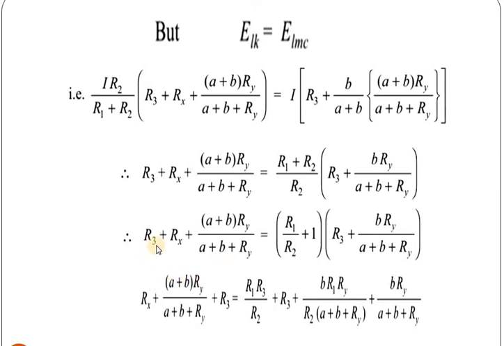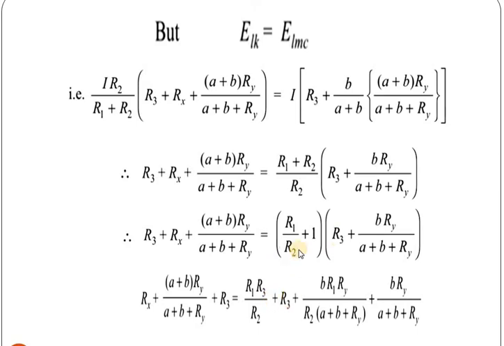So now see that. Here we have Rx plus A plus B Ry by A plus B Ry plus R3. Okay, and next in this term, expand this one. So now we have this term, we expand these terms. R1 plus R2 is multiplied with R3 will give R1 R3 by R2. Okay, next plus 1, this 1 will be multiplied with R3, then we got R3.